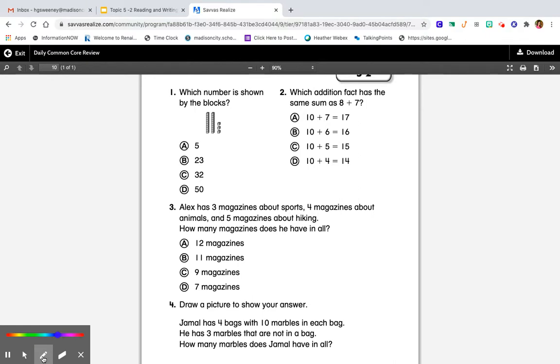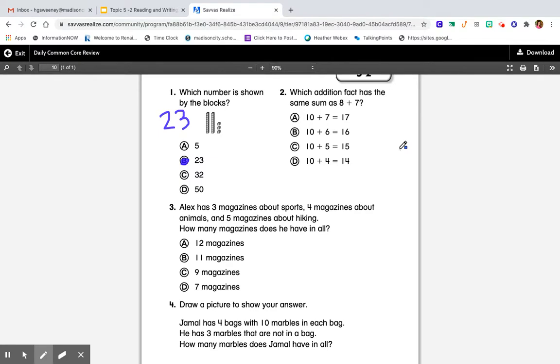Which number is shown by the blocks? So I see place value blocks. The first 2 are 10 rods, and there's 1, 2. There's 2 tens. So we count by tens. 10, 20. So I'm going to put a 2 in the tens place. Then there's 3 ones. So I'm going to put the 3 in the ones place. That makes the number 23. I see that right here in choice B, 23. Let's go to number 2.